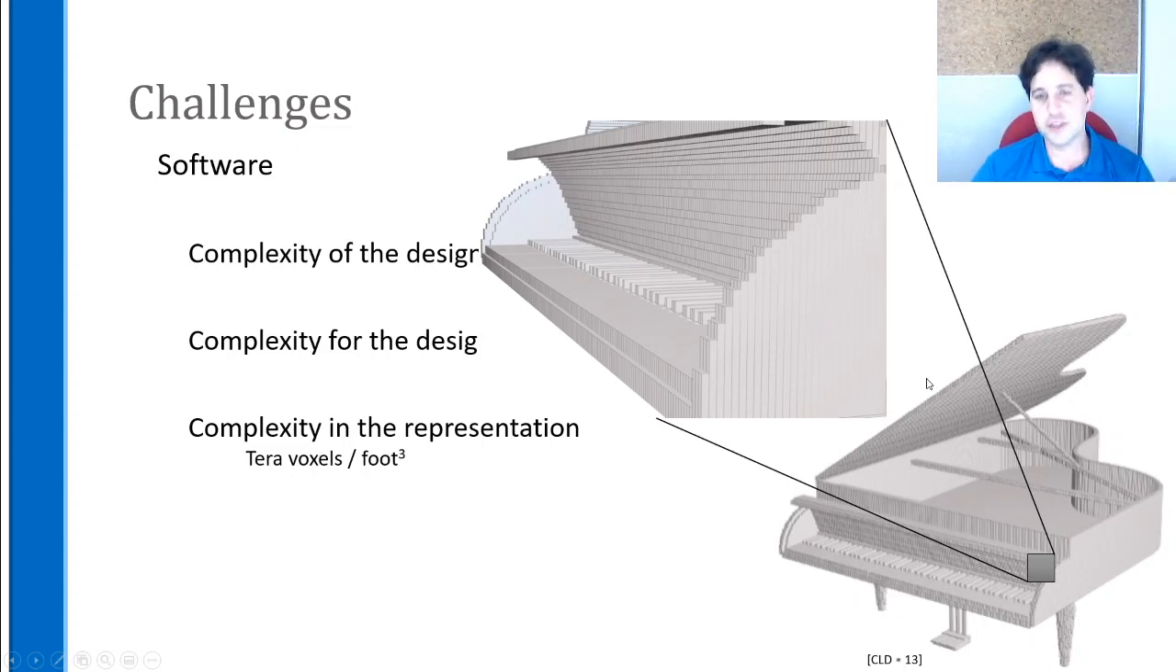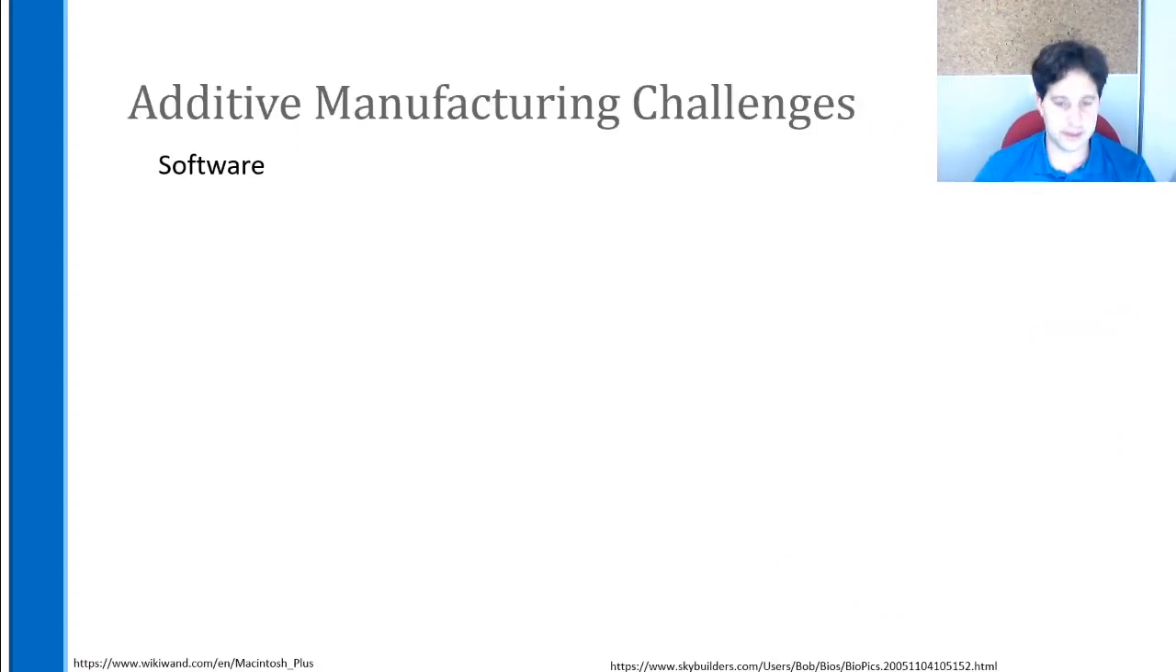So imagine trying to optimize this piano to form a specific sound, but everything is stored at the voxel level. This is, as I said, teravoxels for a cubed foot. For the metric system, this is about 300 megavoxels for a cubed centimeter. Right? These numbers are completely unthought of.